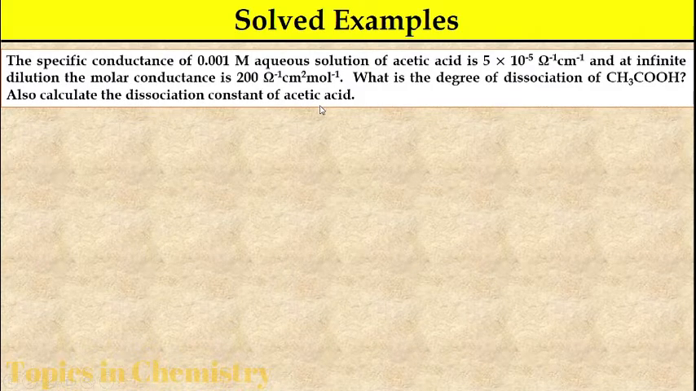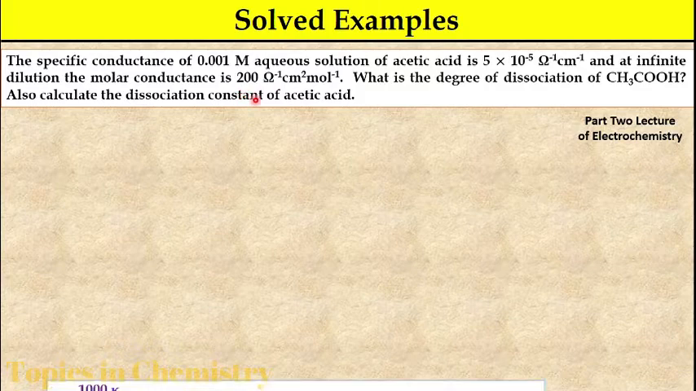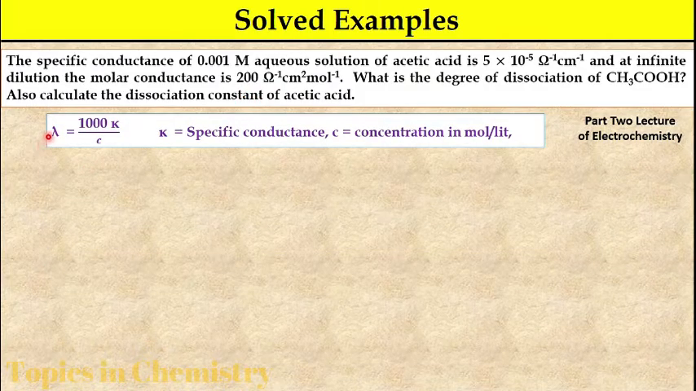So again, this is a problem from my part 2 lecture of electrochemistry. So here you have to find what is the value of degree of dissociation, and you can see the molar conductance of the solution is given. So molar conductance means lambda m, lambda subscript m is equal to 1000 kappa by C. Kappa is called specific conductance and C is equal to concentration in mole per liter. The same formula can be used to evaluate what is the value of equivalent conductance.